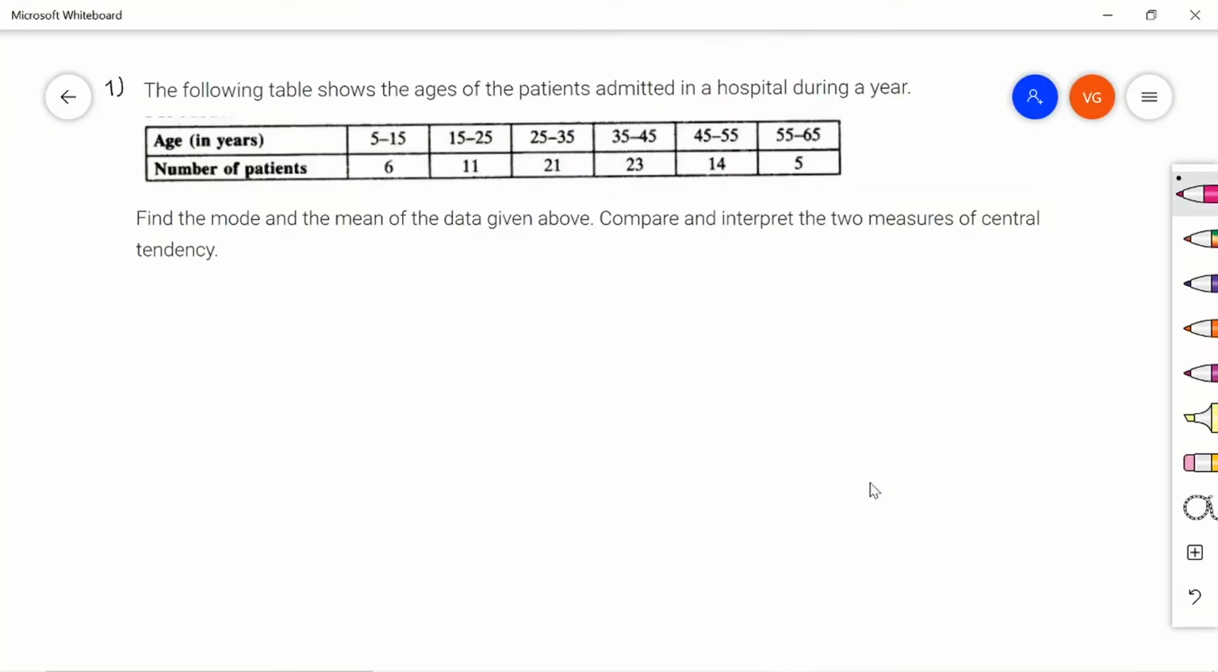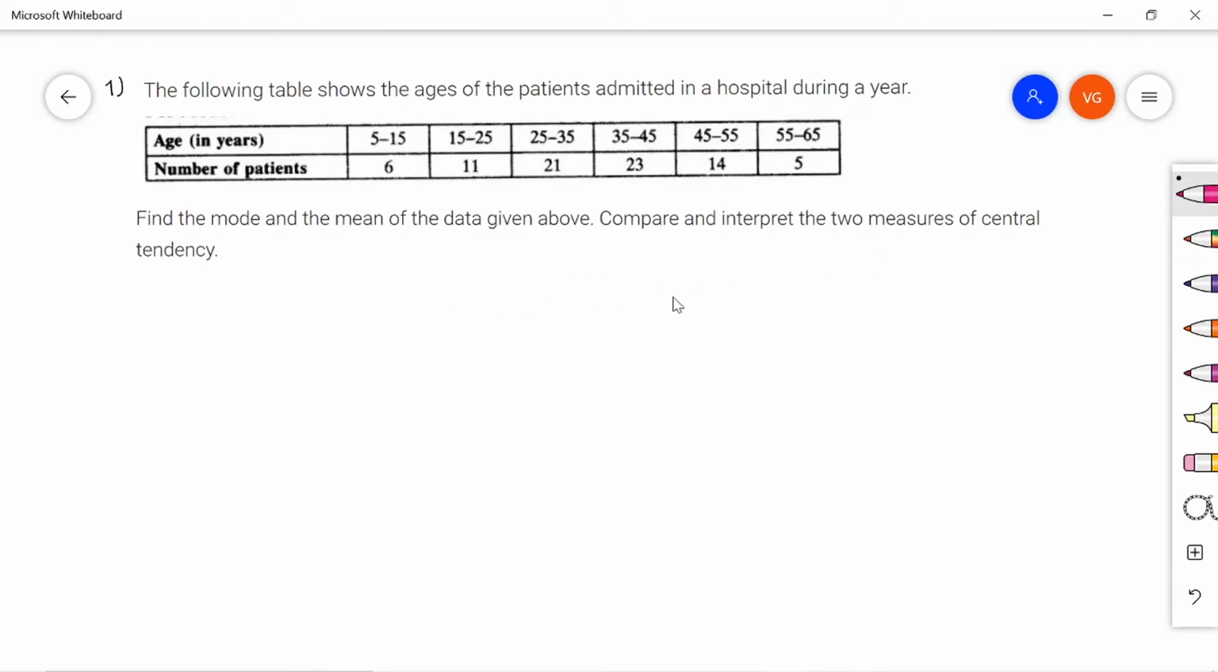This is question number 1 from exercise 14.2, page number 275. The question goes like this: the following table shows ages of patients admitted in a hospital during a year. So this is the data they have given. Find the mode and mean of the given data and compare and interpret the two measures of central tendency.